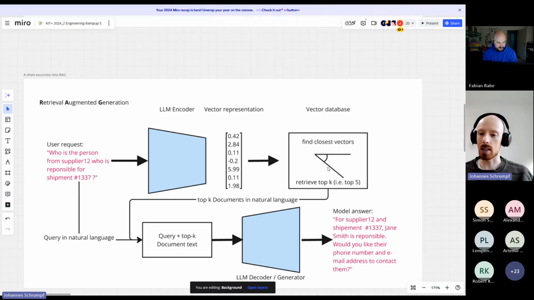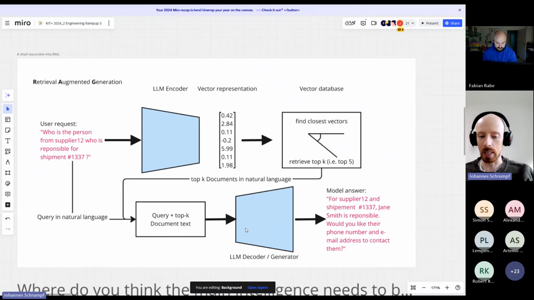And usually the next large language model is not trained to handle vector inputs directly, but it's trained to handle natural language input directly. So what we are doing now is we take the documents that correspond to our top 5 documents closest to our user query, and we put them together. We can string them together in a list, for example, and we combine this with our original query, of course, and then all of this will be fed into our next large language model.